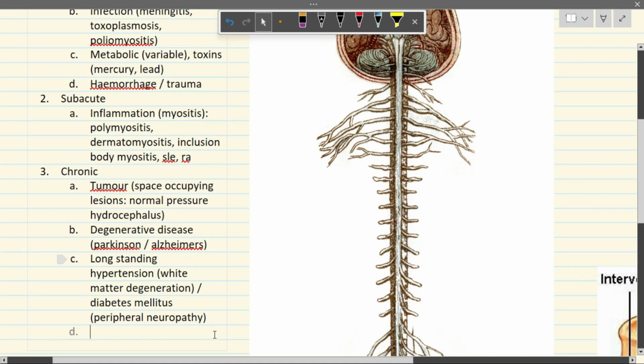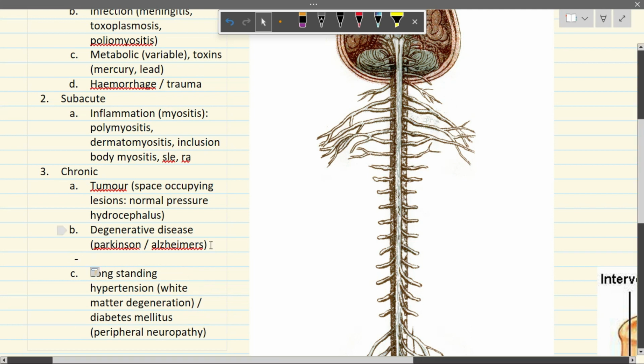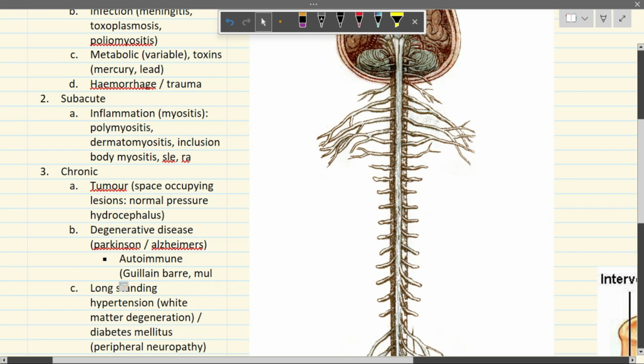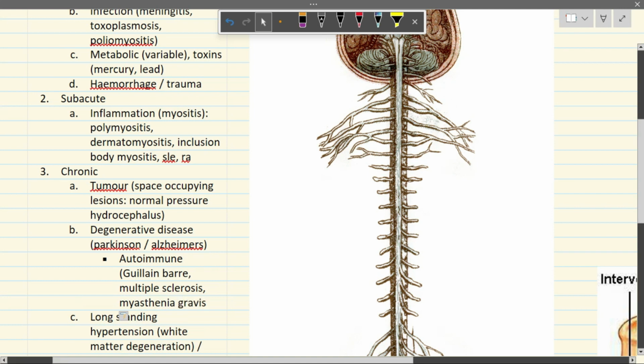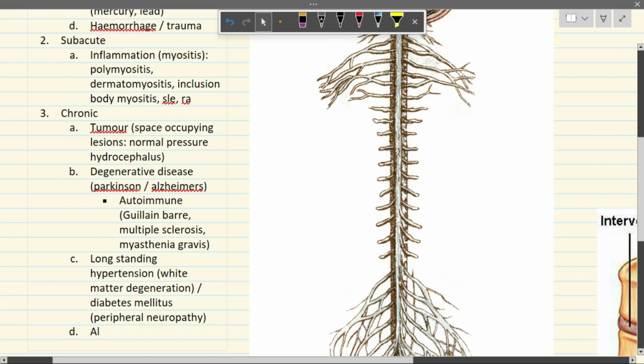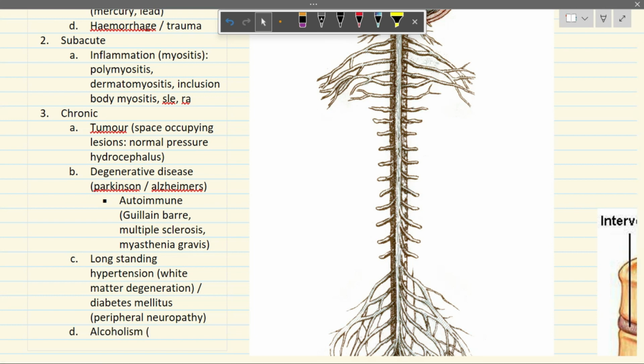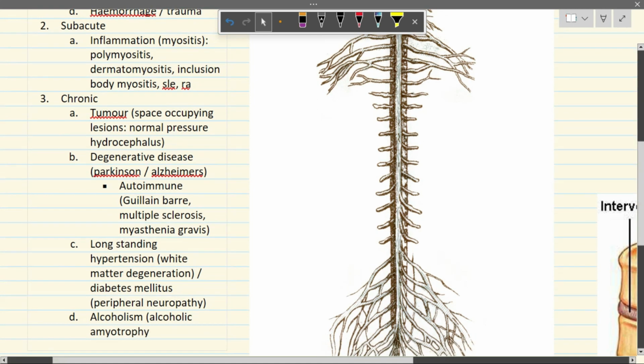Sometimes you should also think of autoimmune chronic degenerative disorders such as Guillain-Barré and multiple sclerosis. Although multiple sclerosis happens in attacks, Guillain-Barré is more towards degenerative. Sometimes myasthenia gravis can also occur in chronic form. And of course, alcoholism. Alcoholism actually causes alcoholic amyotrophy.